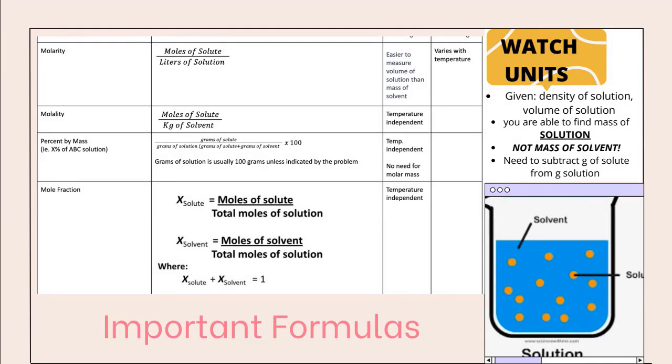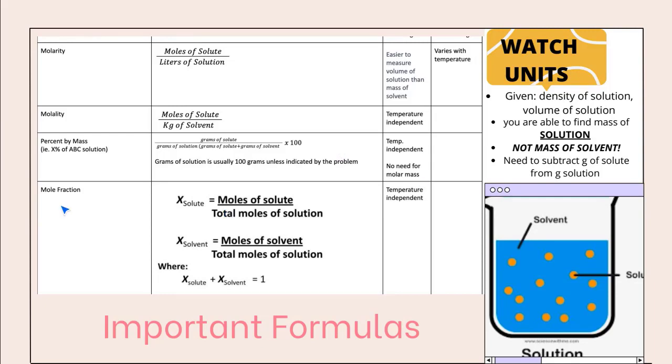So, okay, as I was mentioning, percent by mass, if you have like X% of AB, let's say that you have like 20% of methanol solution, it'll be 20 grams of methanol over 100 grams of methanol solution. And we know that the solution is just the grams of solute plus the grams of solvent, times 100. So grams of solution is usually 100 grams unless it's indicated by the problem. This quantity is temperature independent, and there's no need for molar mass in this case.